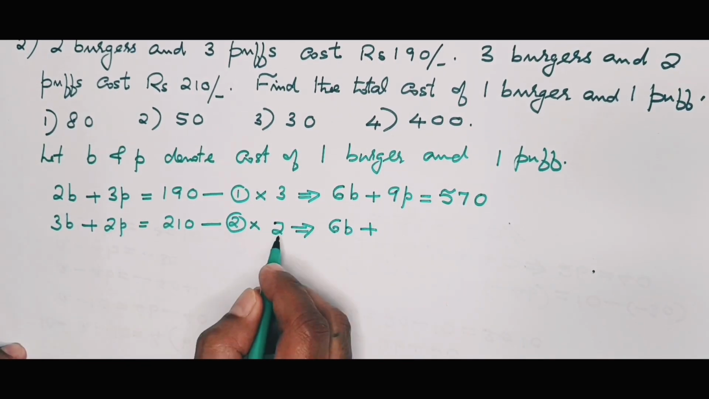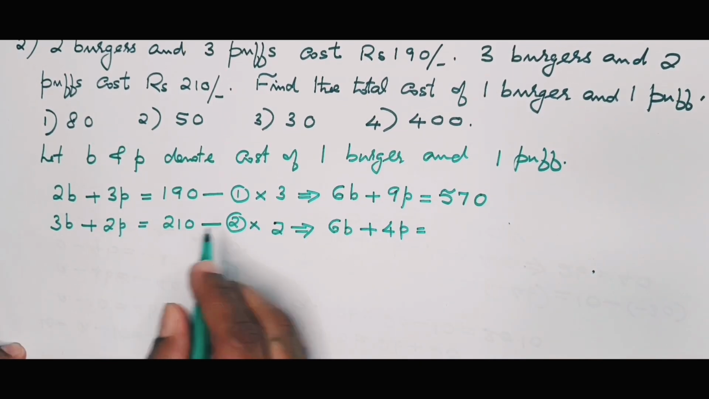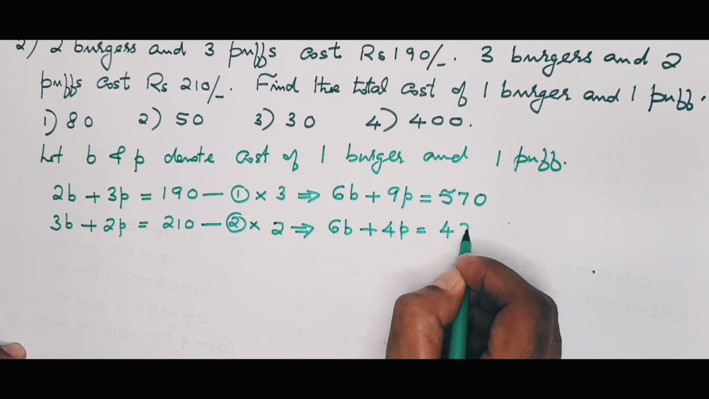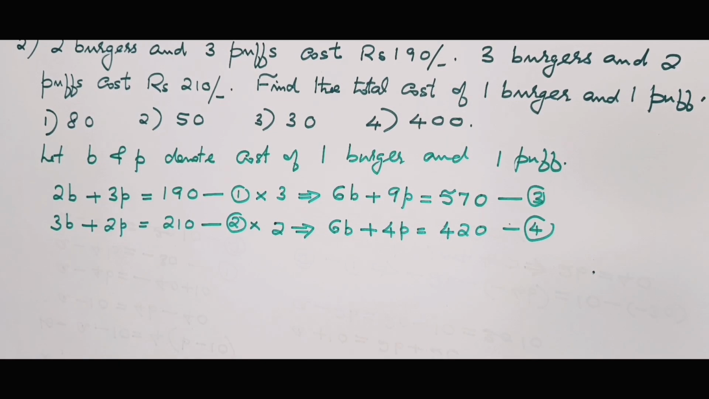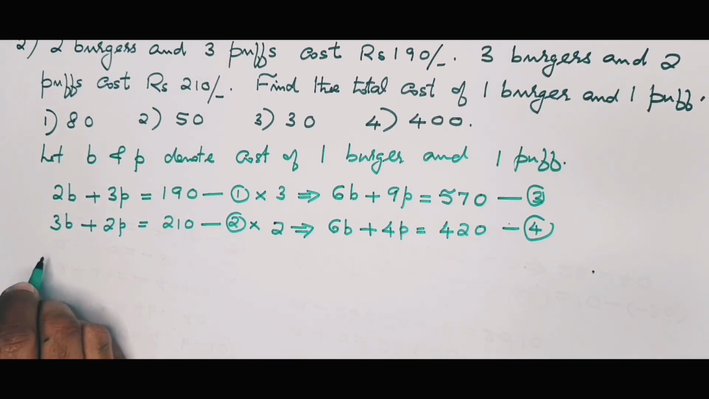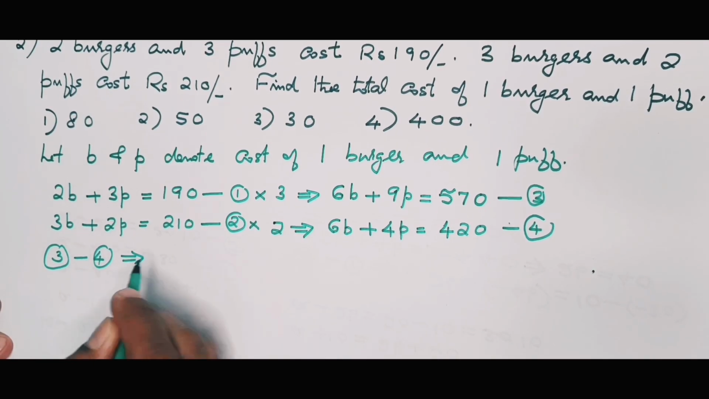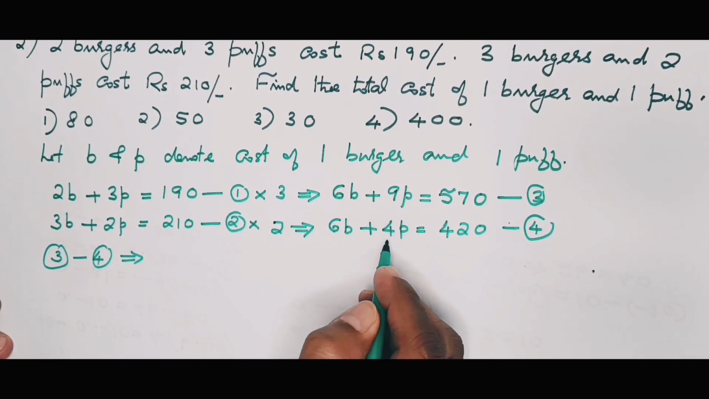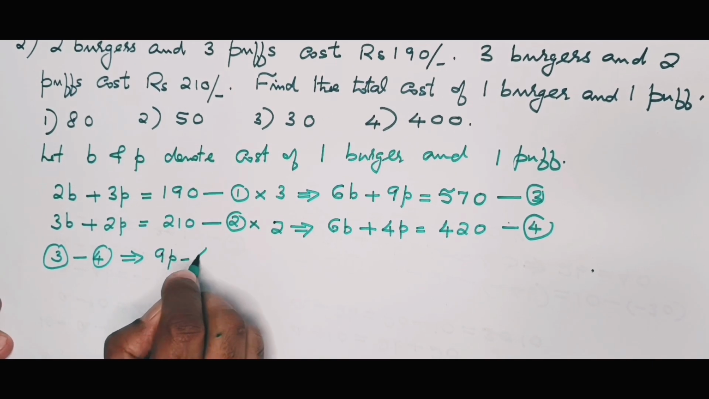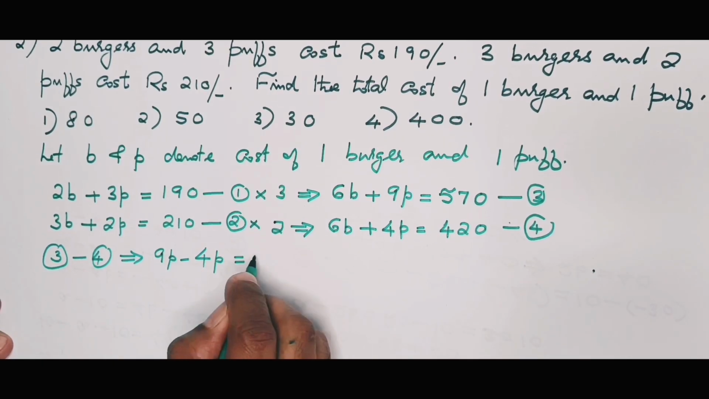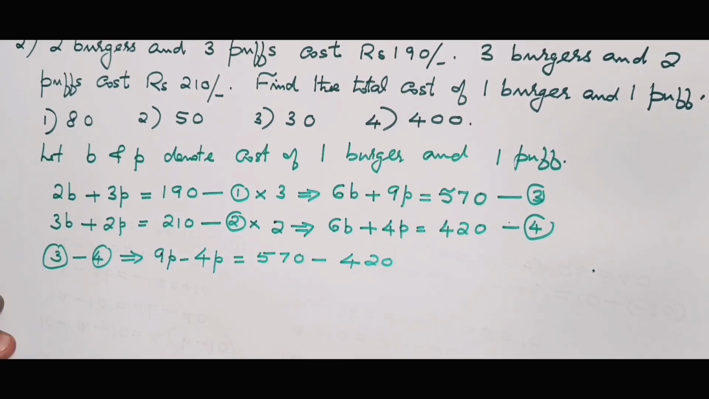Now 2P multiplied by 2, which is 4P. Then the right side, 2 multiplied by 210, which is 420. Subtract equation 4 from 3. Rather, 3 minus 4. These two will cancel out. Okay, let me write 9P minus 4P on the left. On the right, 570 minus 420.